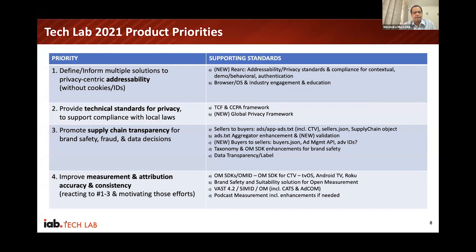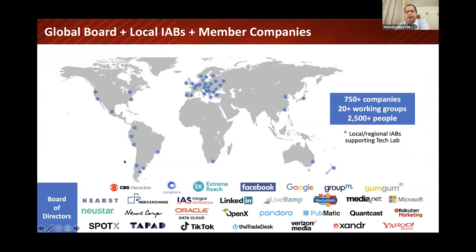Next slide. So yes, we are a global organization. We are one organization. We have 750, almost 800 companies which are members of our organization. Karan, who is from media.net, is also on the board of IAB Tech Lab, and almost the who's who of the ad tech industry is on our board. And we work closely with our board to define the priorities of the advertising technology industry.